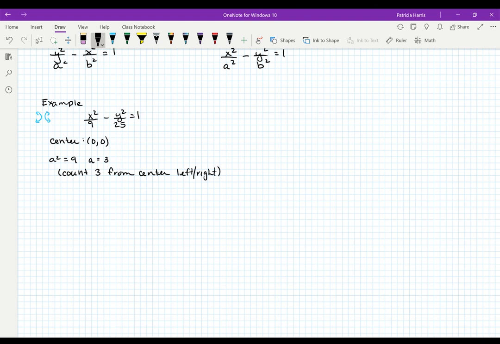Then b, that's the second one. So b squared is 25, and that means b is 5. We're going to count 5 from the center up and down because it's beneath the y.